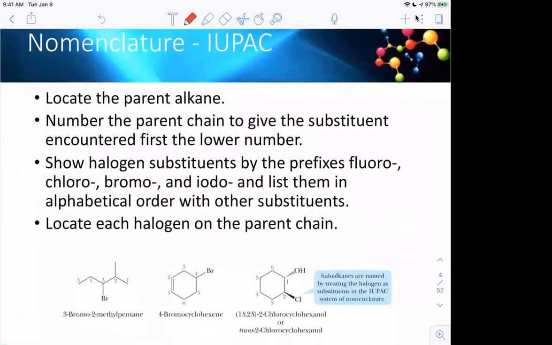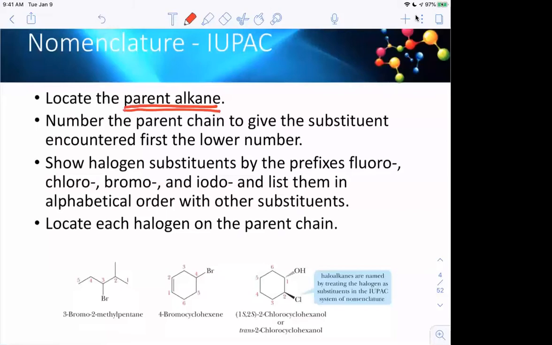So let's talk about naming them. As always, the first thing I have to do is locate the parent alkane, that longest continuously connected carbon chain, right? Again, these nomenclature rules are building. We had nomenclature rules for alkanes and alkenes and alkynes, and all of those rules that we talked about are being expanded upon. So now we're going to include our halogen atoms, our alkyl halides, to these rules. So we're just going to expand upon them.